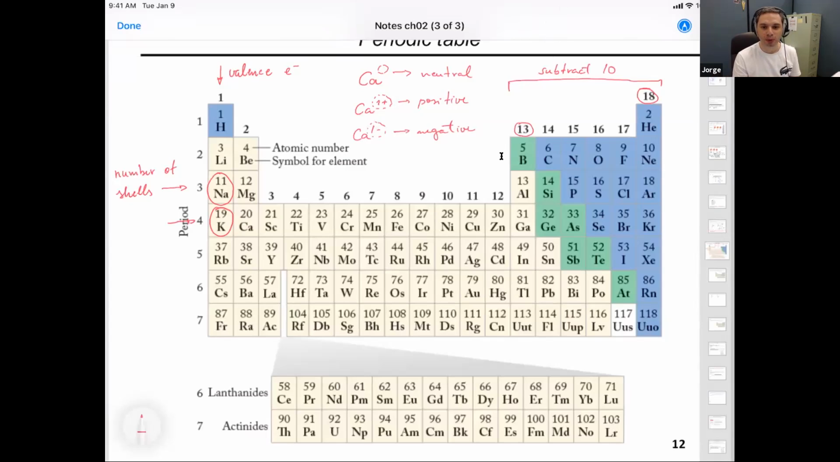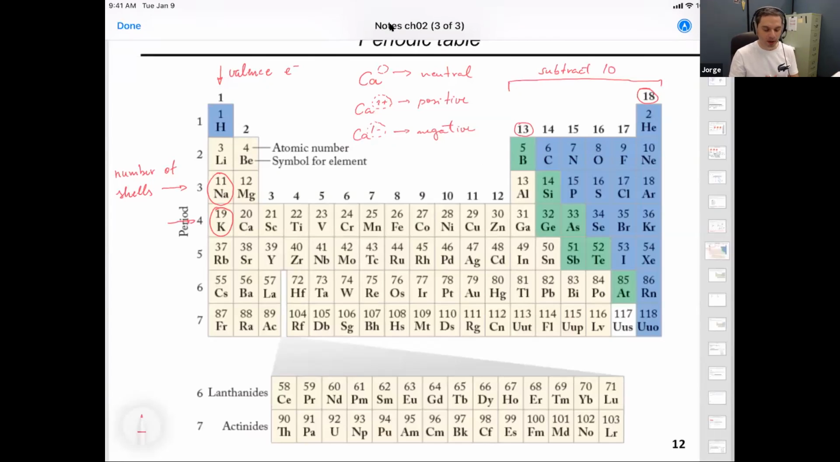Okay, so why do we subtract 10 from columns 13 and 18? Andrew, I will get there maybe by the end of the day today or on Wednesday. Just give me some time. Is there a symbol for valence electrons? No, there is no symbol for valence electrons.